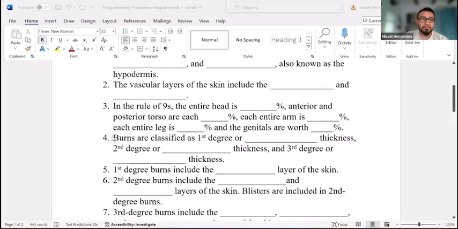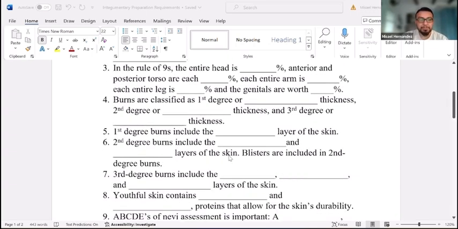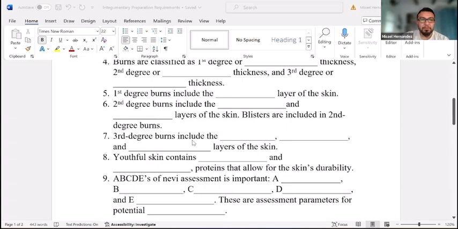Number four, burns are classified as first degree or blank thickness, second degree or blank thickness, and third degree or blank thickness. First degree burns include the blank layer of the skin. Second degree burns include the blank and blank layers of the skin. Blisters are included in second degree burns. And number seven, third degree burns include the blank and blank layers of the skin.